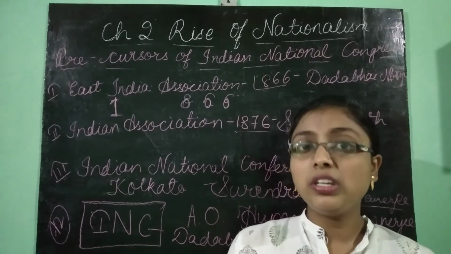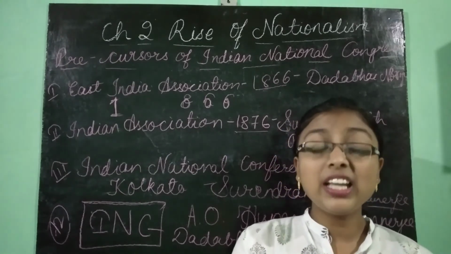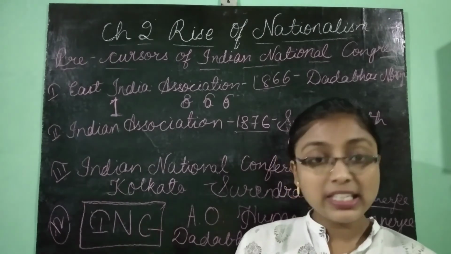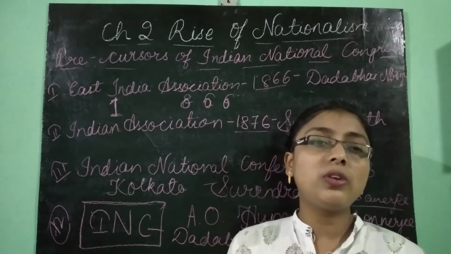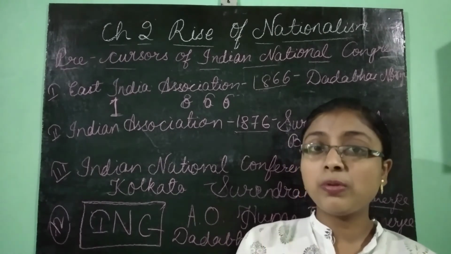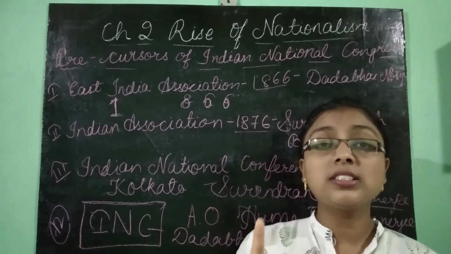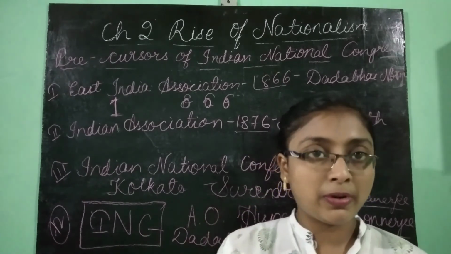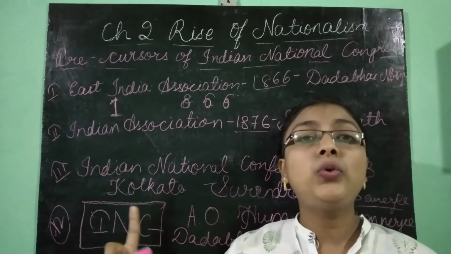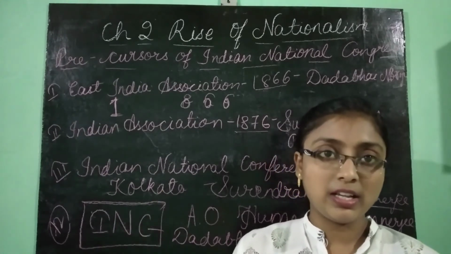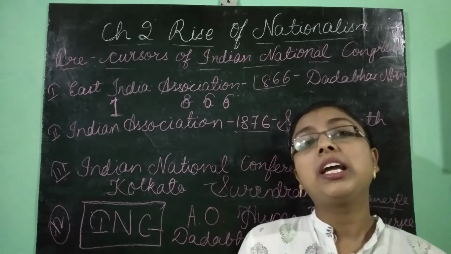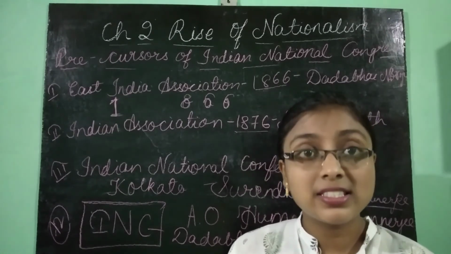Now, it was successful. All these aims and objectives were for only one thing, that is, the welfare of the people of India, and that would be attained if the British were driven out of India, isn't it? So they finally achieved their goal in the year 1947.